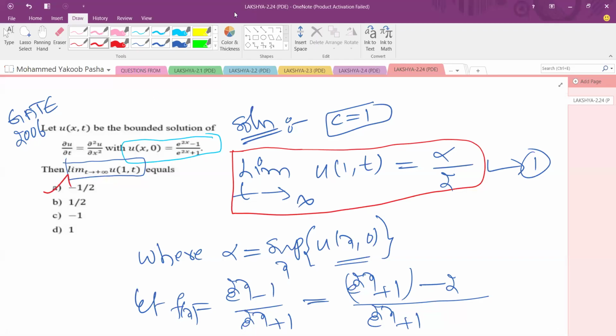Is it clear? We can use this as a formula. You can remember to find the limit t tends to infinity u of 1 comma t, that is equal to alpha by 2. In real analysis also we can use the same formula. In complex analysis also we can use the same formula, to calculate the function of 1 comma t, that is equal to alpha by 2.